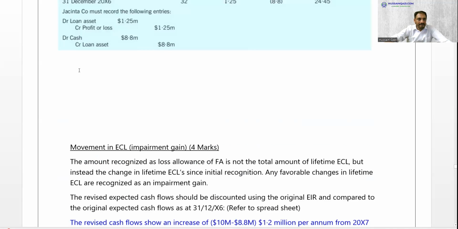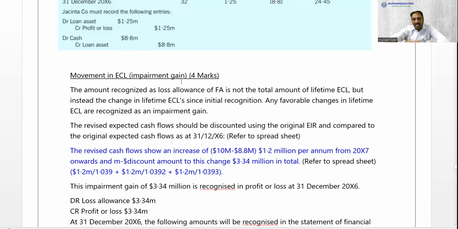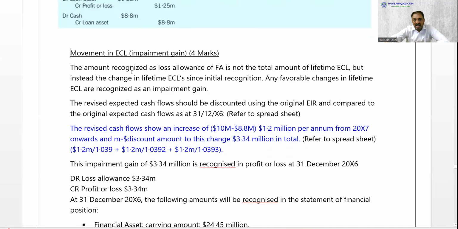Number 3, movement in expected credit loss, 4 marks. The amount recognized as loss allowance in financial asset is not the total amount of lifetime, but instead the change. It means something positive, something negative, something more impairment, or something reversal of impairment. Here is the case. So here mention that at initial recognition, it's not the fixed accounting. It may change according to the circumstances.